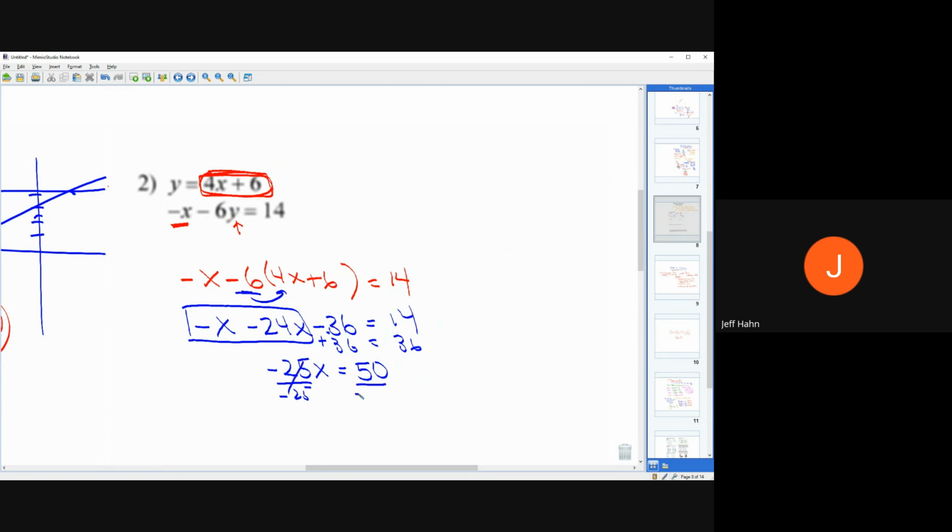It works out. And they will work out. If they don't work out, you probably did something wrong. In the real world, they don't, but for today and tomorrow, they probably will. So x equals what, ladies and gentlemen? Negative 2. Am I done? No.